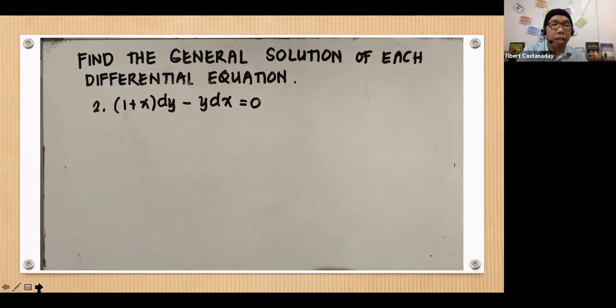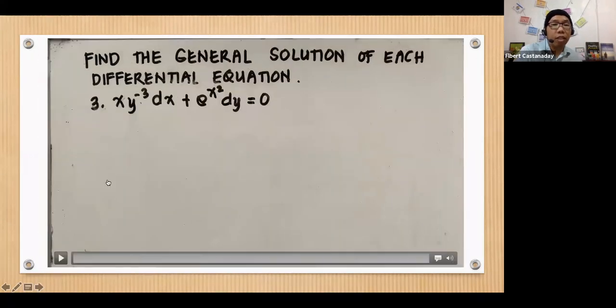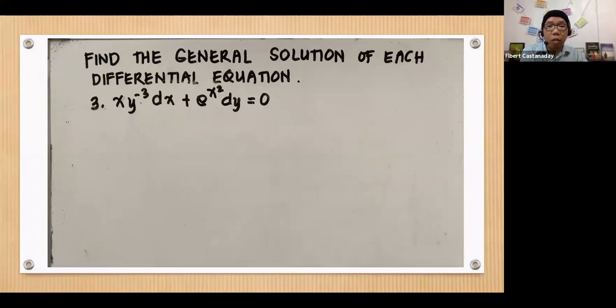Okay, the next example is, again, find the general solution of x times y raised to negative 3 dx plus e raised to x squared dy equal to 0. Again, if you are able to separate the variables, where x is with dx and y is with dy, then that is a separable differential equation and you can integrate it. The next step is integration.